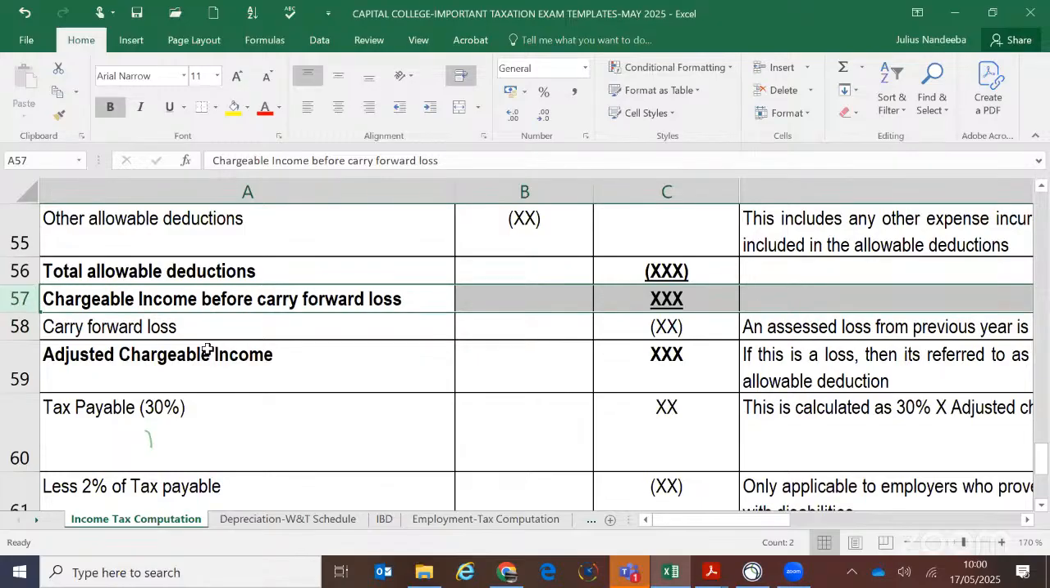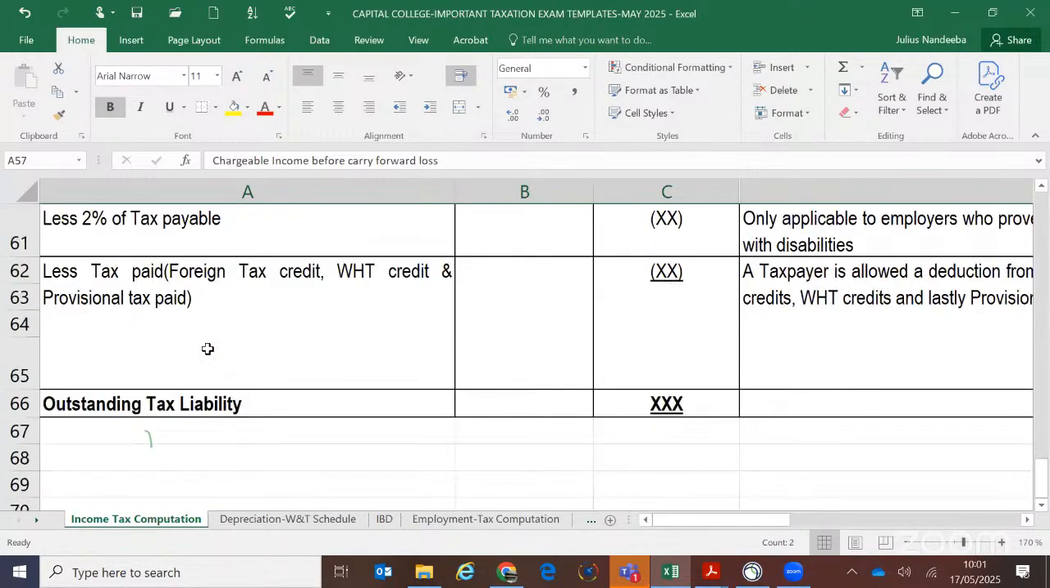But if it was positive, then you apply either 30%, or if it is an individual, you go to your table of individual tax rates. They are going to give them to you. I hope by now you know how to apply those rates. So pick the chargeable income, apply it on the rates, and bring the tax as is.